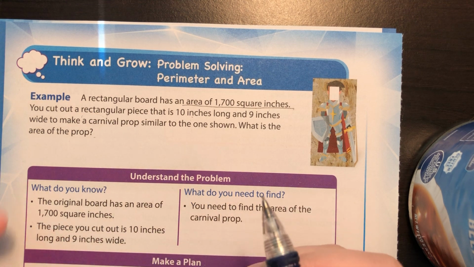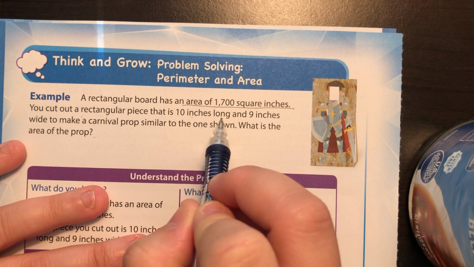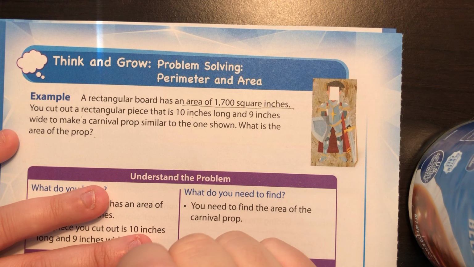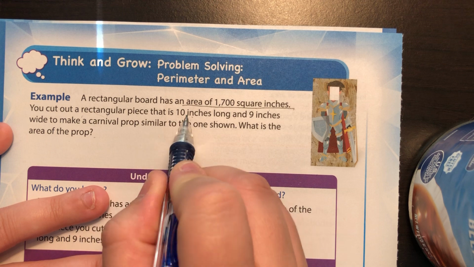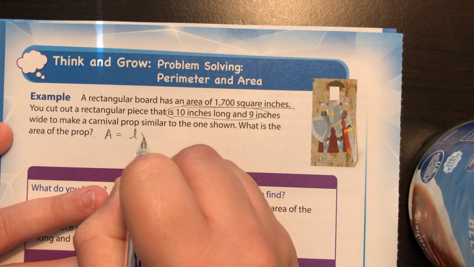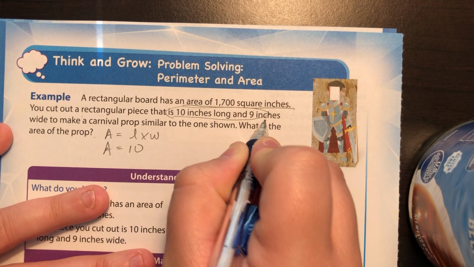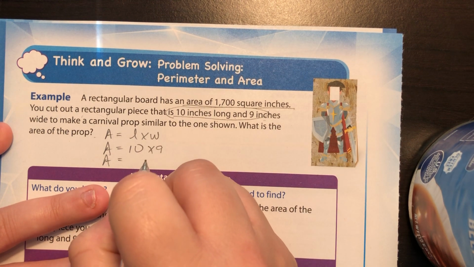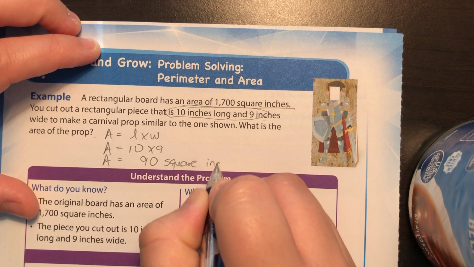Okay, so that means that we have to figure out what the rectangular piece that we cut off was and subtract it from the area of the whole thing to know what's the final area of the figure. Let's see how much this piece, 10 inches long and 9 inches wide, is. The formula for area is length times width. So the length is 10 inches. The width is 9 inches. That means the area of that piece that they cut out is 90 square inches.